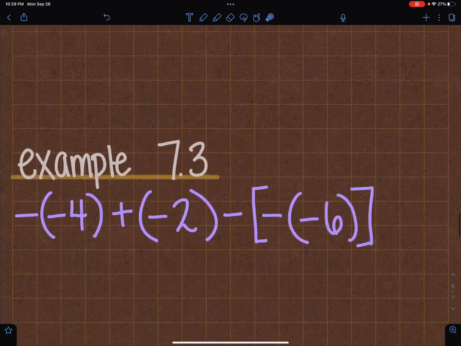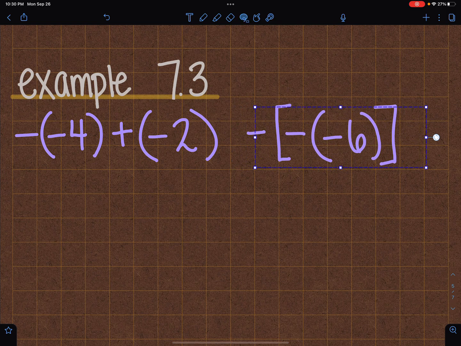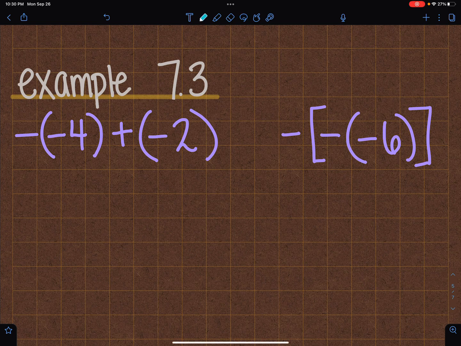We're almost there. A couple more examples. Example 7.3. Woo. The first thing I'm going to do is think about how we're adding this, we're adding this, we're adding this, but I need to add a plus sign, because there is no subtraction. This is the same as adding that. So now I have 3 numbers separated by plus signs. Let's start with this first number.